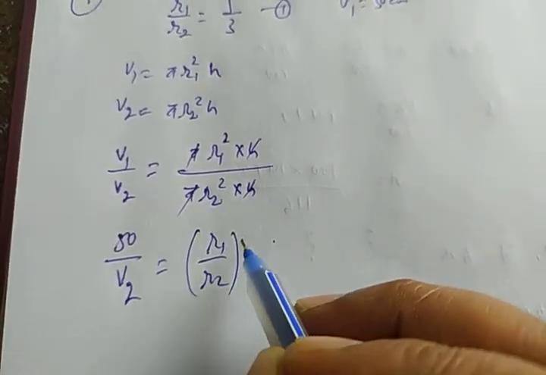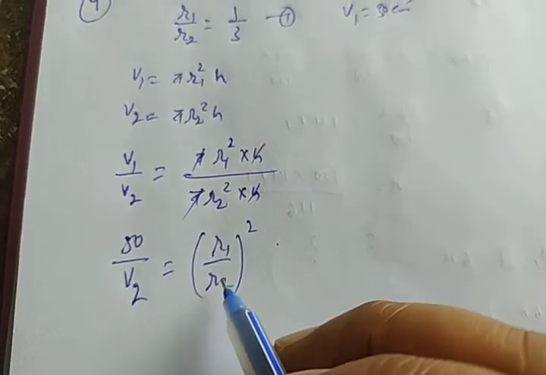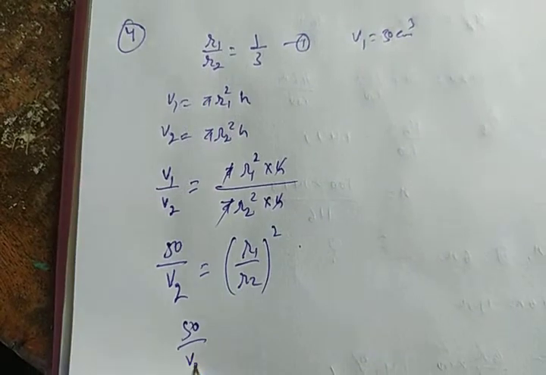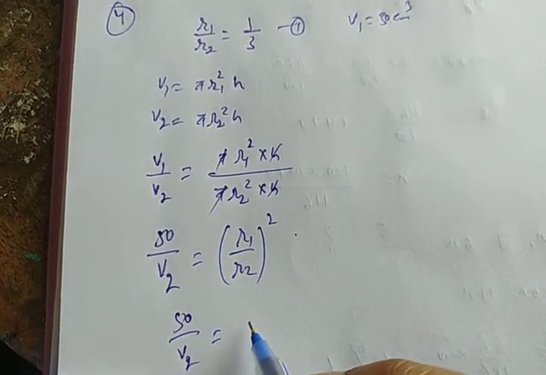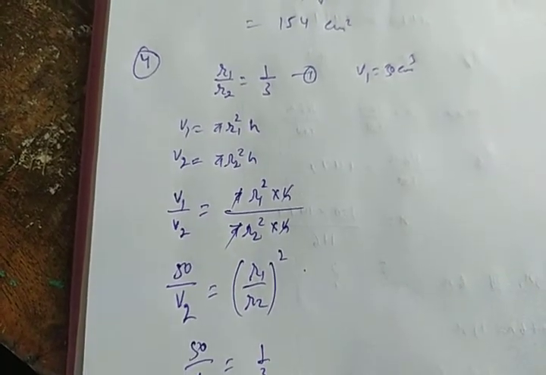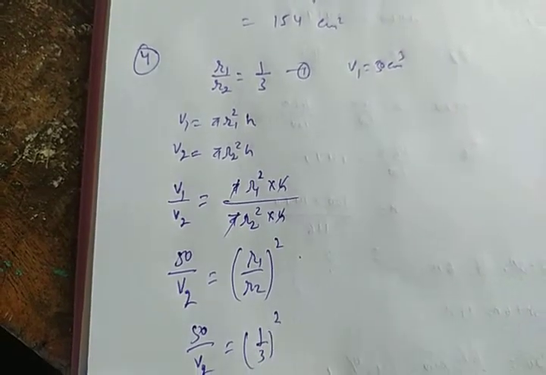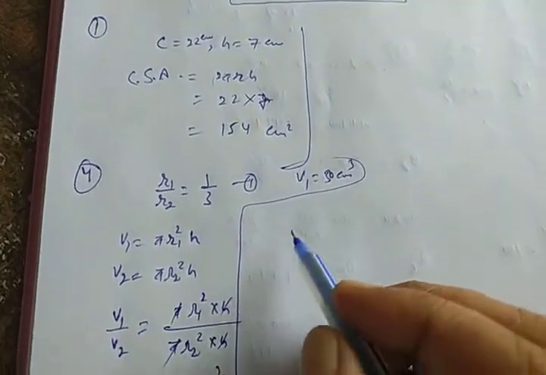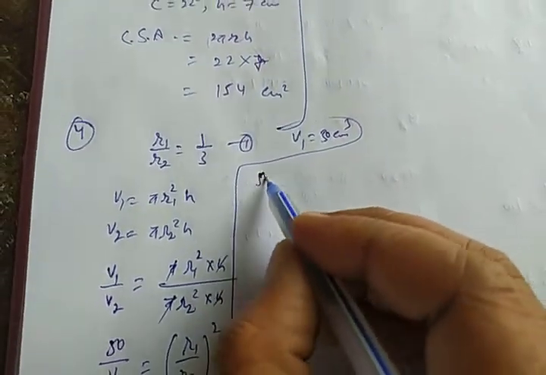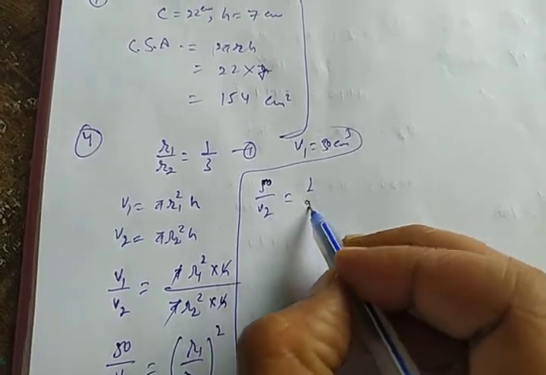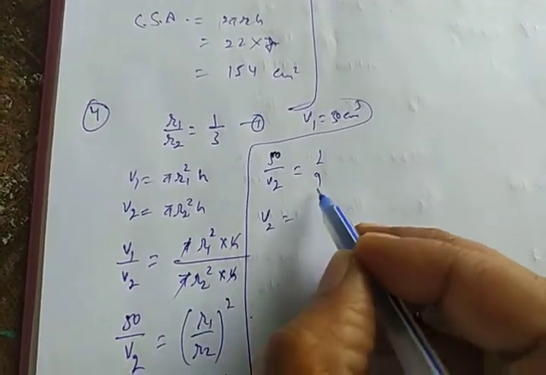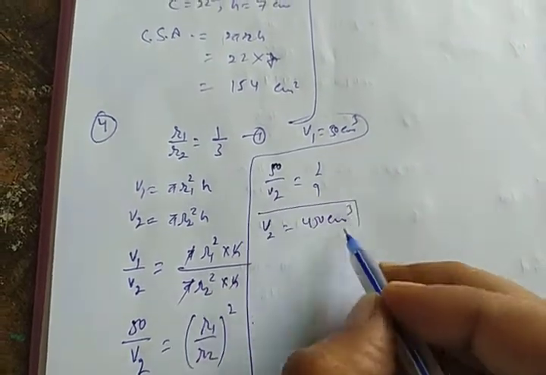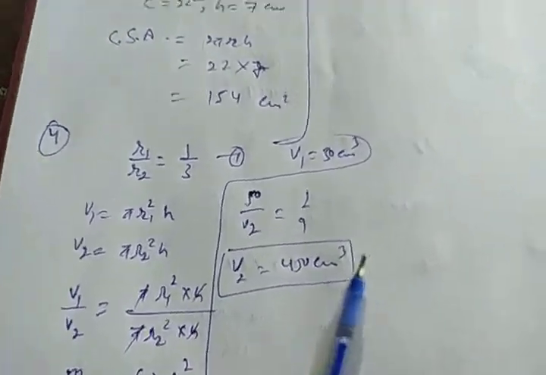This square can be taken as a whole square like this. R1 upon R2 will be substituted as 1 upon 3. So 50 upon V2 is equal to 1 upon 3 power 2, which is a square. 50 upon V2 is equal to 1 upon 9. Cross multiply, V2 is equal to 9 times 5, which is 45. This is the answer. This is a little bit different question.